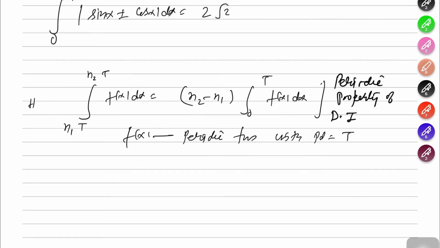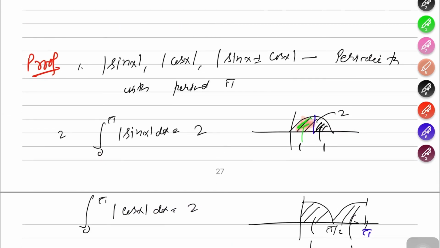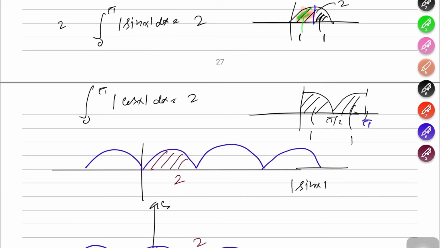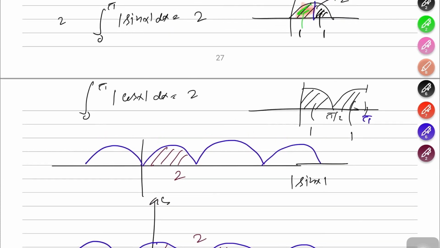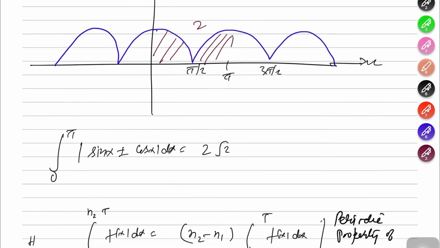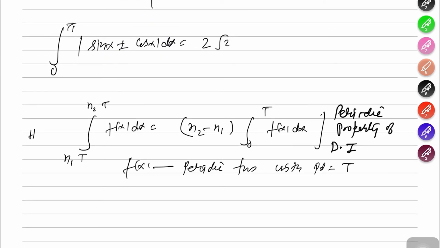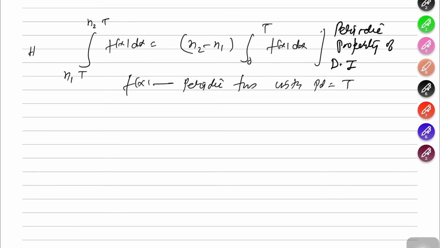So the same concept, these three concepts. First of all, what is the first concept? That |sin x|, |cos x| and |sin x ± cos x| are periodic functions with period pi, and for one period they have the value 2 for |sin x|, 2 for |cos x|, and 2 root 2 for |sin x ± cos x|.